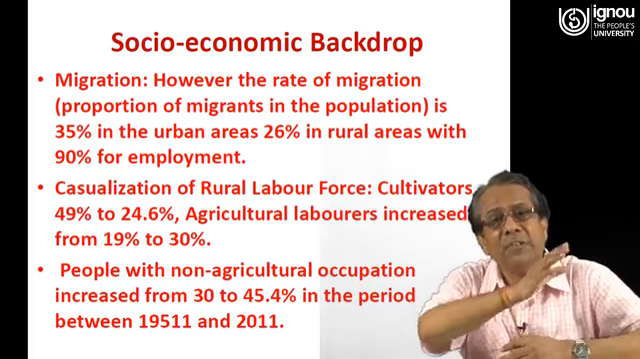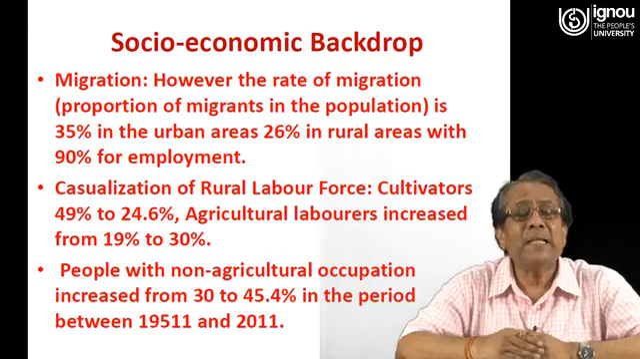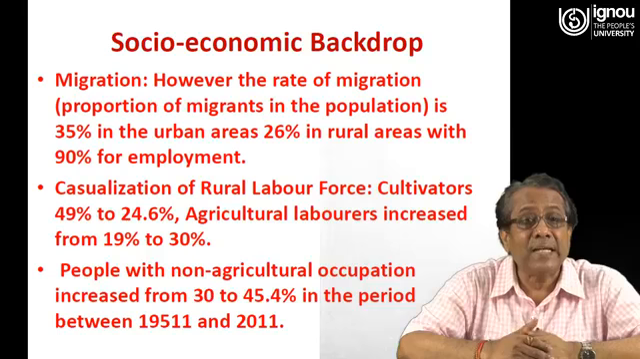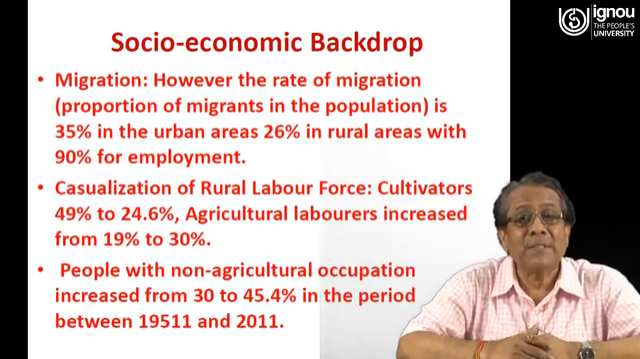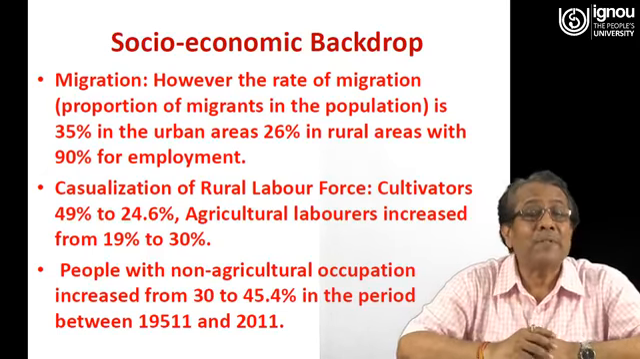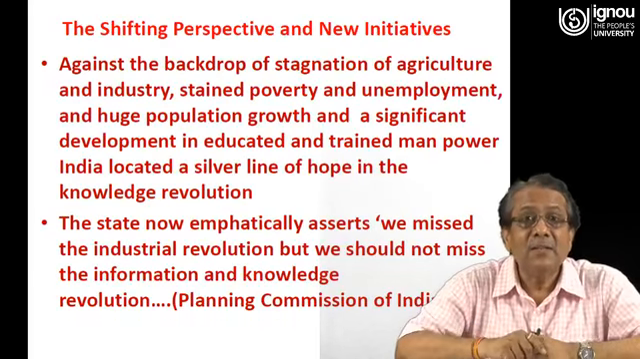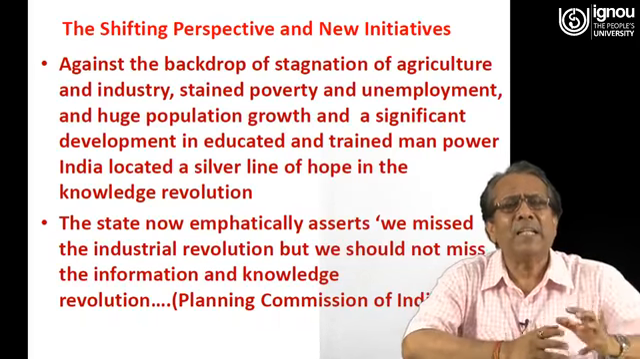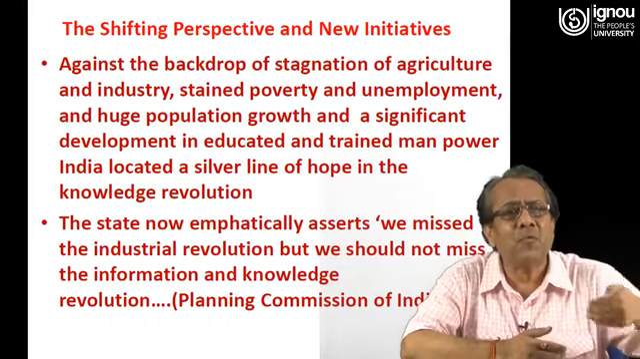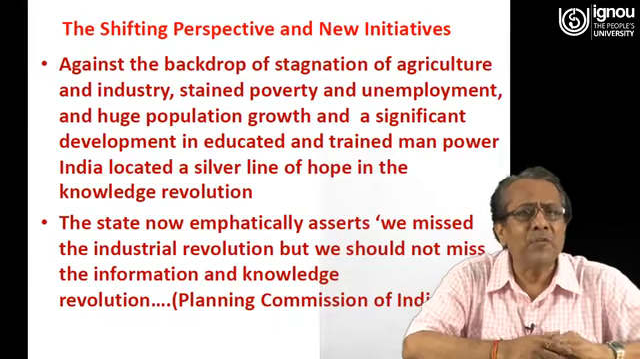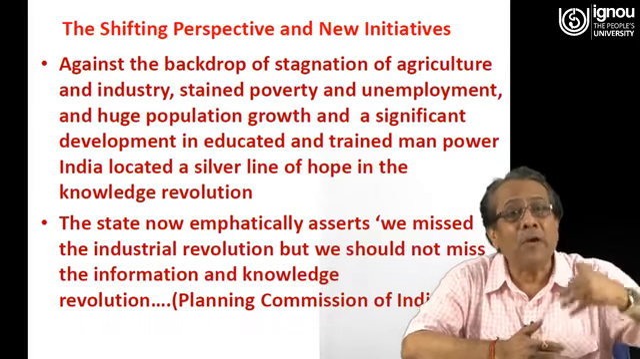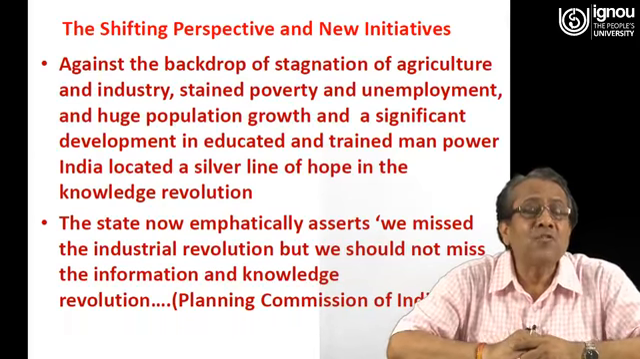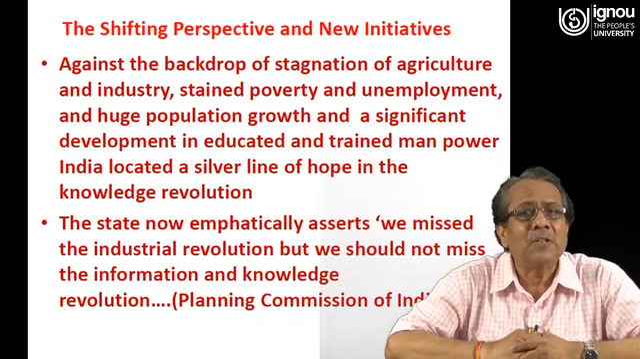Along with this whole process, there has been interpenetration of non-agricultural activities in the rural areas. From 30% in 1951, now more than 45% of the rural population are engaged in non-agricultural activities. So there are two or three things. Number one is that agriculture is stagnating. There is an enormous process of casualization of the labor force, a declining land-man ratio, and an increasing quantum of unemployment, and simultaneously there has not been much industrial growth in the country.